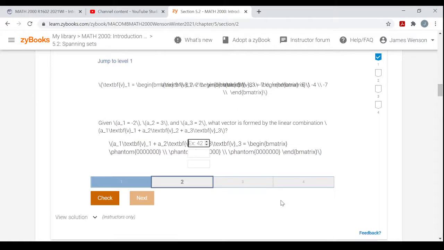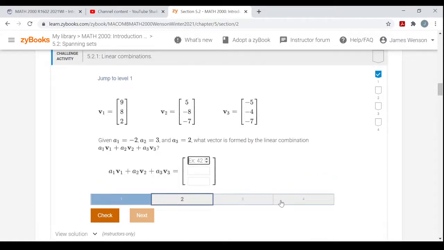I think they're all similar. Let's see. Yeah, this is just with vectors from R3, right? Just vectors with 3 components. They give you the weights, they give you the values of all these scalars, and ask you for a linear combination of those 3 vectors. And let's see what the last level looks like.